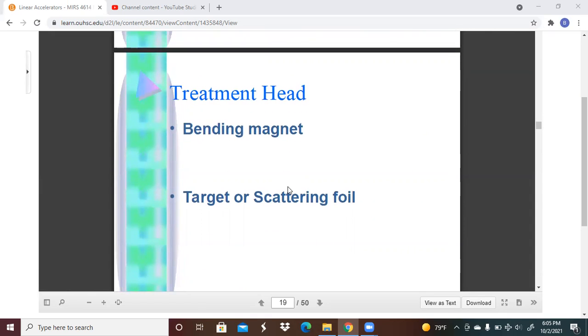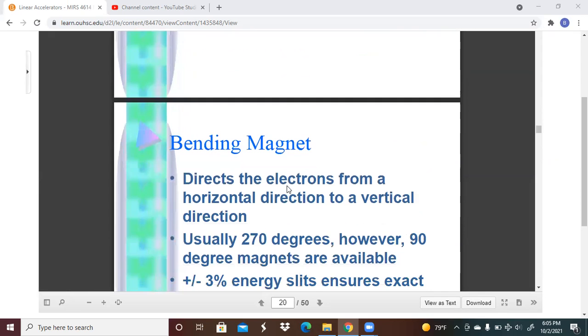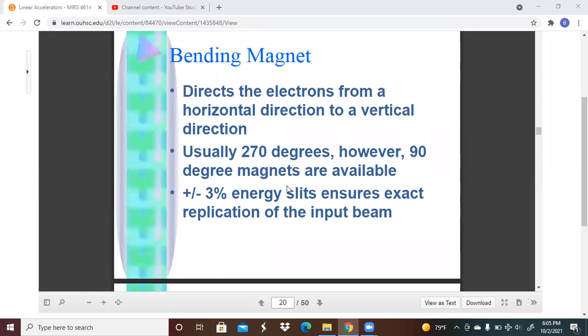Within the treatment head, you have the bending magnet, and you also have the target or the scattering foil. The bending magnet directs the electrons from a horizontal direction to a vertical direction. It's usually 270 degrees, but you can also have 90 degrees. And plus or minus 3% energy slits ensure exact replication of the input beam.